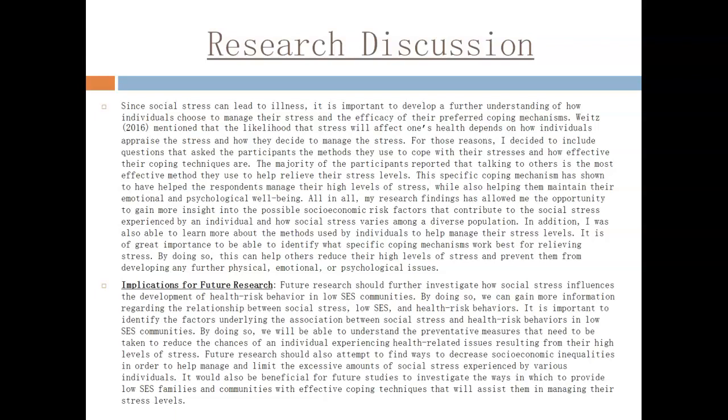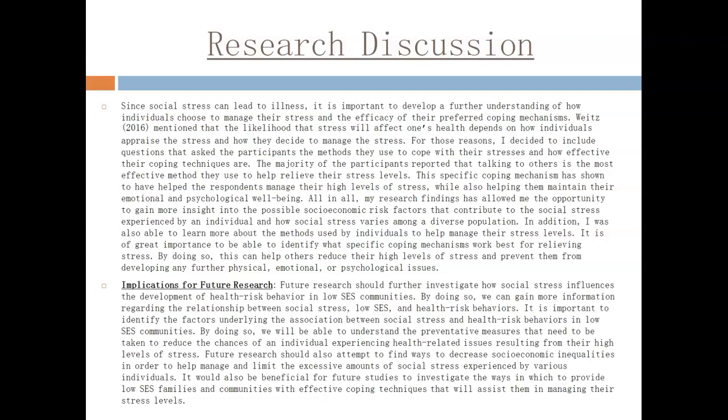Implications for future research. Future research should further investigate how social stress influences the development of health risk behavior in low SES communities. By doing so, we can gain more information regarding the relationship between social stress, low SES, and health risk behaviors. It is important to identify the factors underlying the association between social stress and health risk behaviors in low SES communities. By doing so, we will be able to understand the preventative measures that need to be taken to reduce the chances of an individual experiencing health-related issues resulting from their high levels of stress.